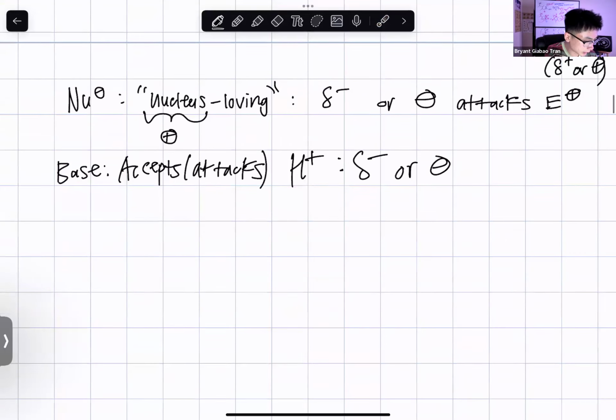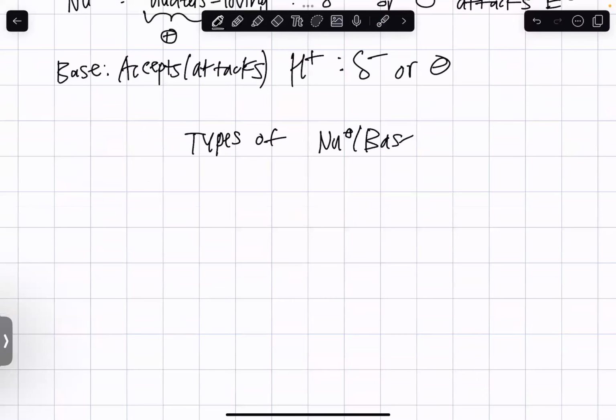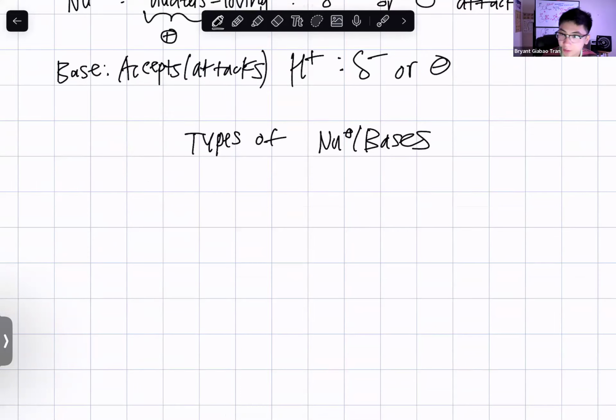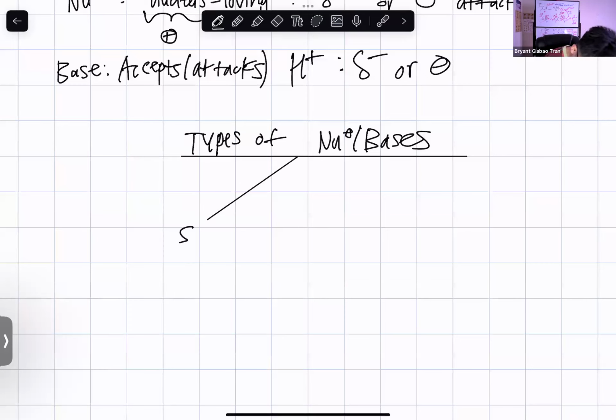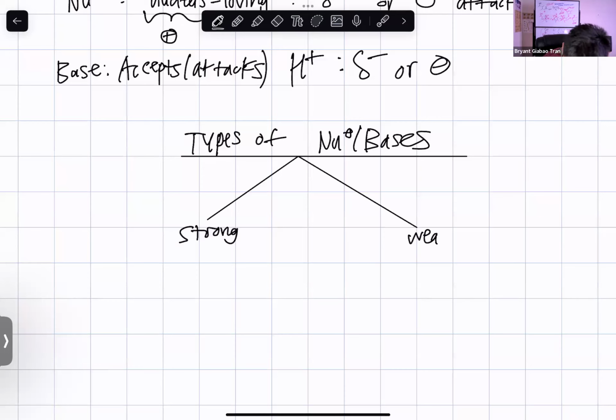So here are the different types of nucleophiles and bases. Types of nucleophiles and bases, right? You could either have a strong nucleophile or you could have a weak nucleophile, right?